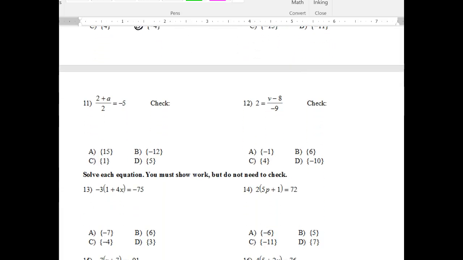To the back side, to get rid of a fraction like this, we multiply both sides by the denominator. So times 2, times 2, those cancel out. You get 2 plus a is equal to -10. We add -2 because it's already positive to both sides, and we get a is equal to -12. To check, ask yourself, is 2 plus -12 over 2 equal to -5? First, work with the numerator. 2 plus -12 is -10 over 2 equal to -5, and in fact, -10 divided by 2 is -5, so therefore -5 equals -5.